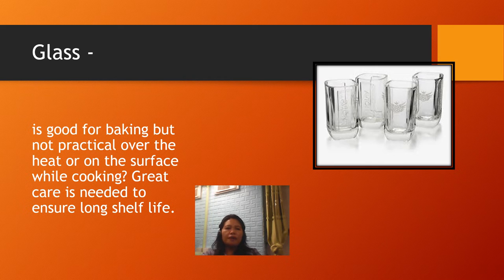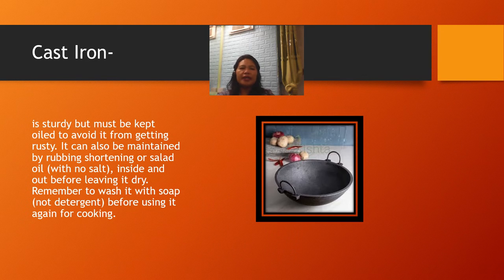It's good for baking, but not practical over heat or on the surface while cooking. Great care is needed to ensure long shelf life. The next one is the cast iron. This is the cast iron glass here you found in the picture. It's sturdy but must be kept oiled to avoid it from getting rusty.